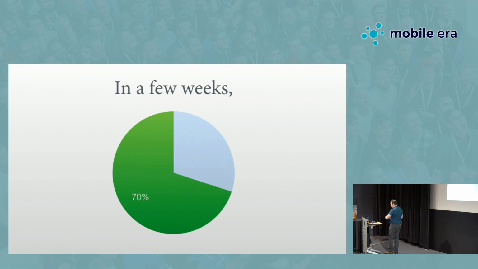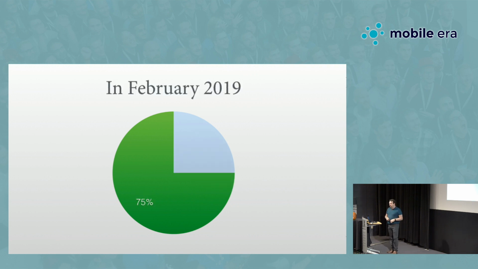In a few weeks, after the auto update of Chrome, it will be 70%. So that 20% difference is people currently on Windows or Linux on Chrome 69 who will get the update to Chrome 70 in the next few days or weeks. And in February, with macOS support on Chrome, it will be 75% of all the users browsing the web. They will be able to have full support for PWAs.